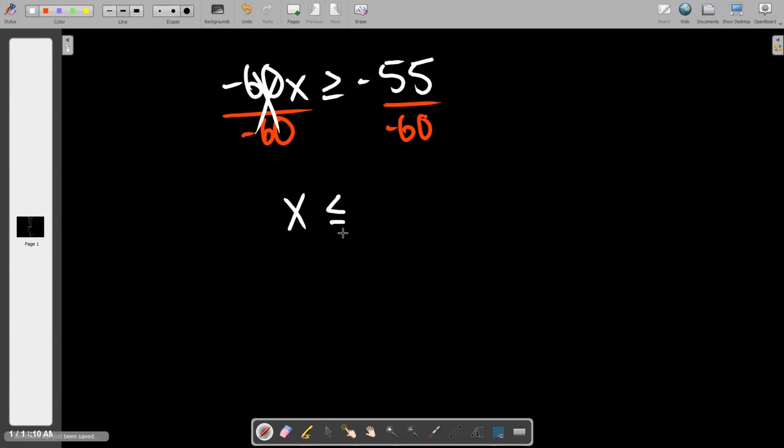I agree. And that fraction, 55 over 60, is just screaming out to you. What can 55 and 60 both be divided by? 5, for sure. So what do we get? We get 11 over 12, just like that. Nice.